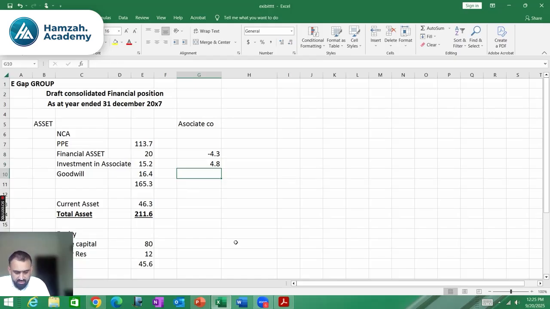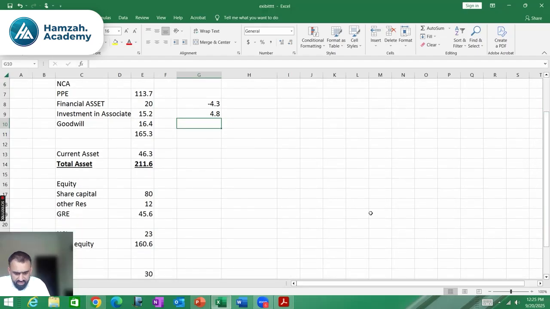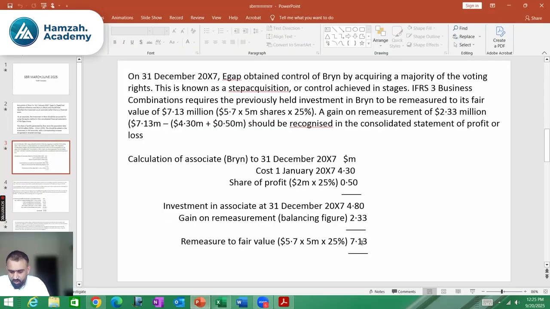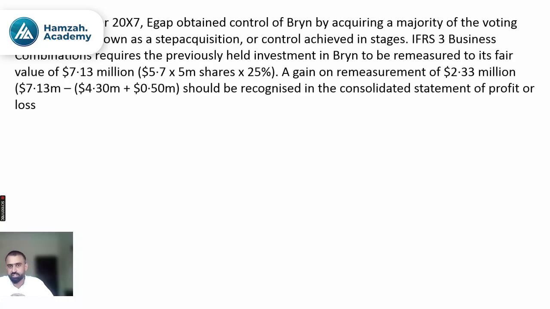And that increase of 0.5 million will be added in the retained earnings as well. So 2 into 25%. That would be the accounting to treat it as an associate.